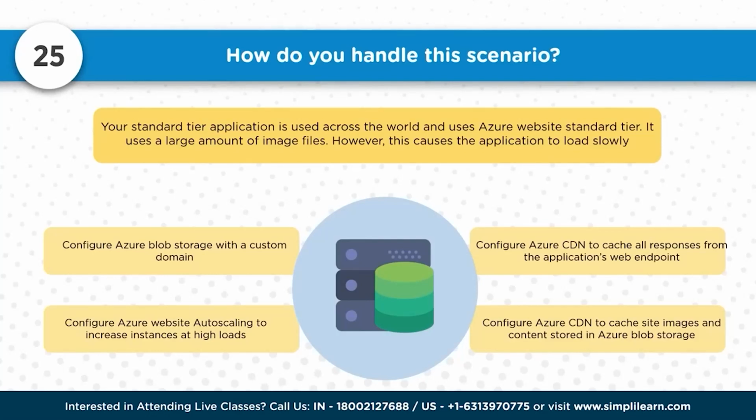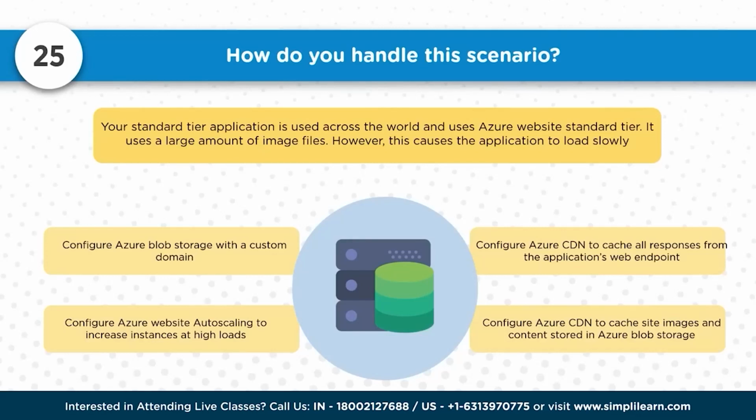Configure Azure website autoscaling to increase instances at high loads. Now, it's the pictures that are causing issues for the website. It's not the CPU, and it's not that the memory is not enough, that's causing the application to be slow. So we need to identify what's causing the application to be slow. It's not the CPU, it's not the memory. So configuring autoscaling is not going to help. And then what are the other options?